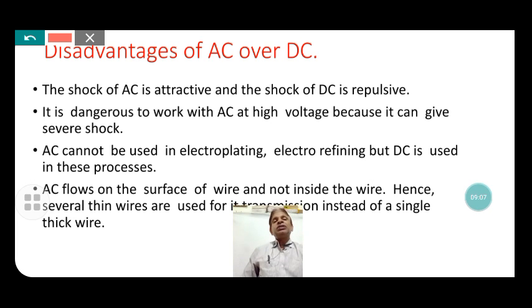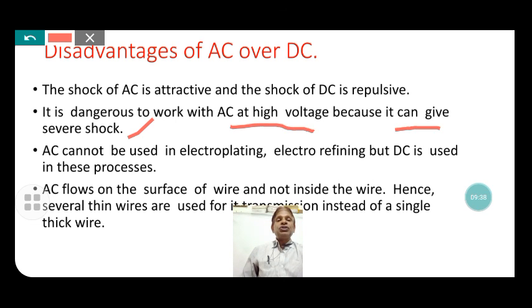When a person suffers a shock with AC current, the person is attracted to the wire, so it is very serious and very dangerous. But DC current repels the person who suffers a shock. It is dangerous to work with AC at high voltage because it can give a severe shock.